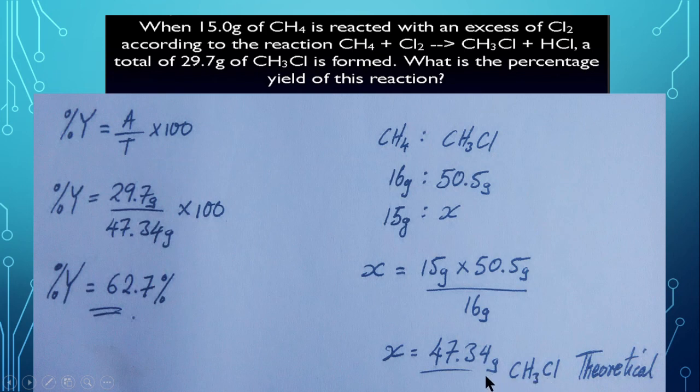But in the actual experiment, according to this question, it was found that it gave 29.7 grams. So actual over theoretical: my actual is this, my theoretical from my calculations should be this, and when I do my calculations here, it gives me 62.7%. That would be my percentage yield, 62.7%.